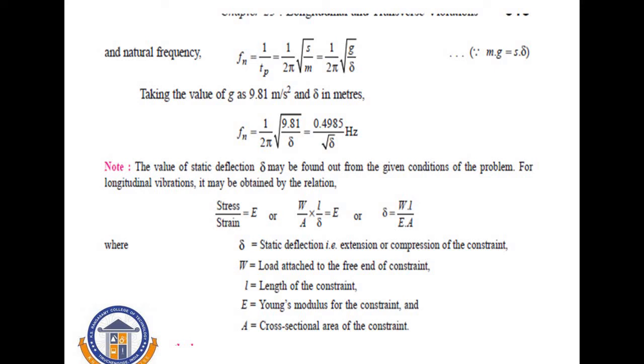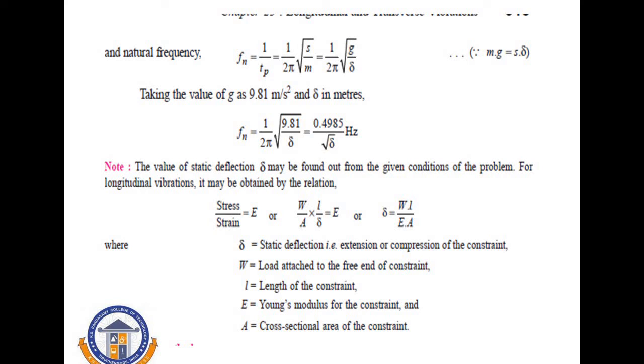Taking the value of g as 9.81 meter per second square and delta in meters, when you substitute these values, fn is equal to 1 by 2 pi into root of 9.81 divided by delta. After putting pi equal to 3.14 and simplifying, you will get fn equal to 0.4985 divided by root delta, in hertz.